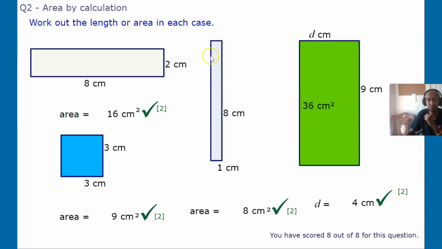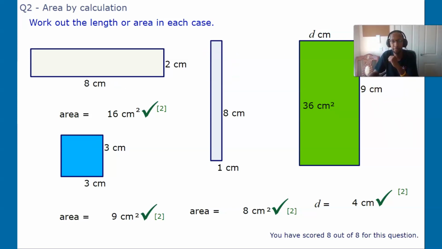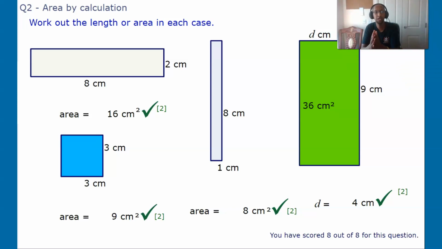Final task. The final task that I would like you to do to finish off the lesson is to go on to Haggerty Maths and complete the homework that I've set you on working out the area of rectangles.